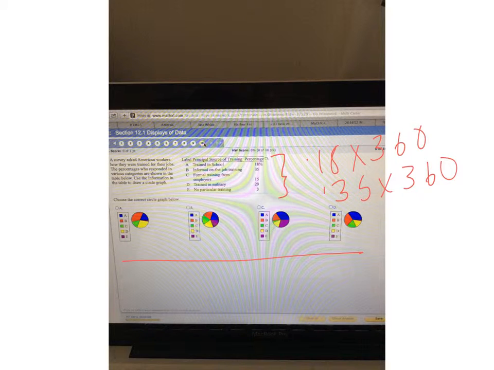So look at the difference between C and D, looking at the green portion. Okay, so that's what you're going to do to determine your answer. Look at the difference between C and D for the E portion. Okay, which of those best represents those degree measures that you have found?